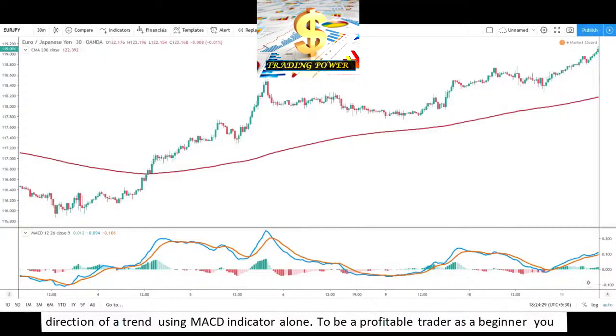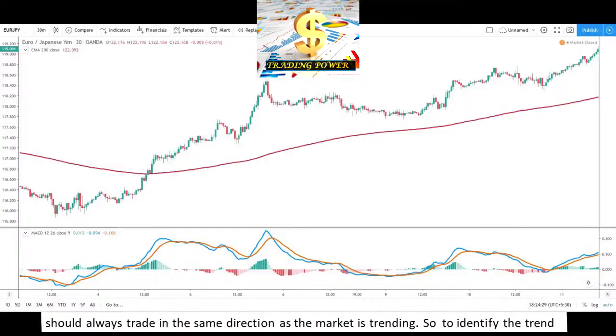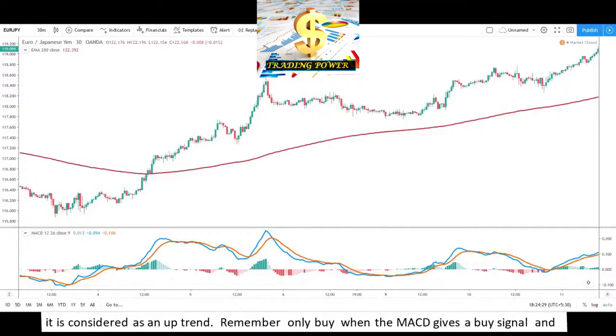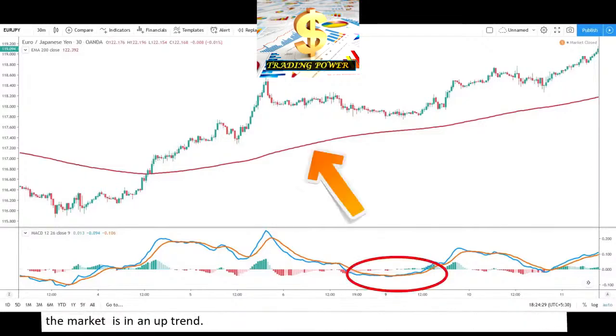To be a profitable trader as a beginner, you should always trade in the same direction as the market is trending. So, to identify the trend, we are going to use 200-period exponential moving average. If the market is above 200 EMA, it is considered as an uptrend. Remember, only buy when the MACD gives a buy signal, and the market is in an uptrend.